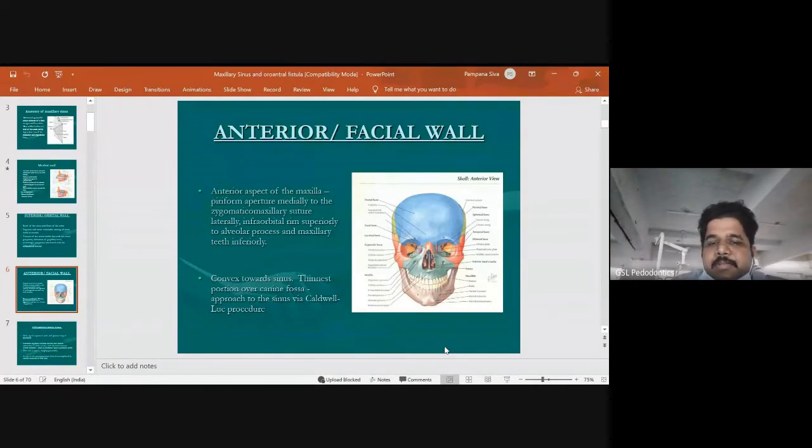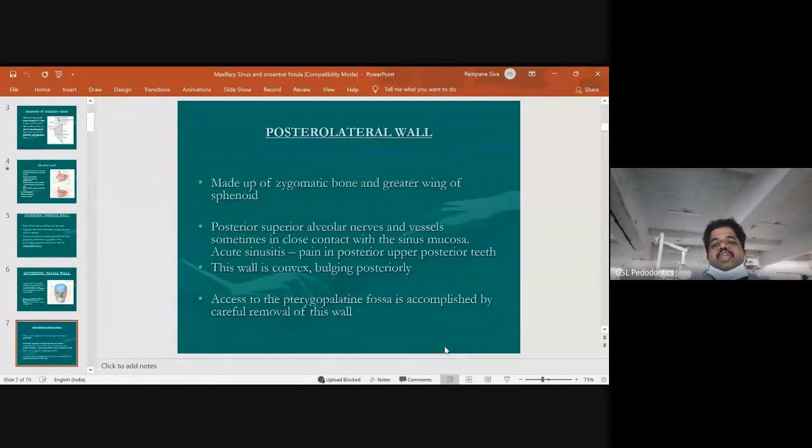Through this anterior wall, we cut through the anterior wall and go into your maxillary to remove any pathology within the maxillary. Coming to the posterior lateral wall, it is a wall which is not visualized by us. It is made up by the zygomatic bone and greater wing of sphenoid bone. So it is present far behind. So your finger cannot go behind that. So it has the important contents, including your posterior superior alveolar vessels, sometimes in close contact with the sinus mucosa.